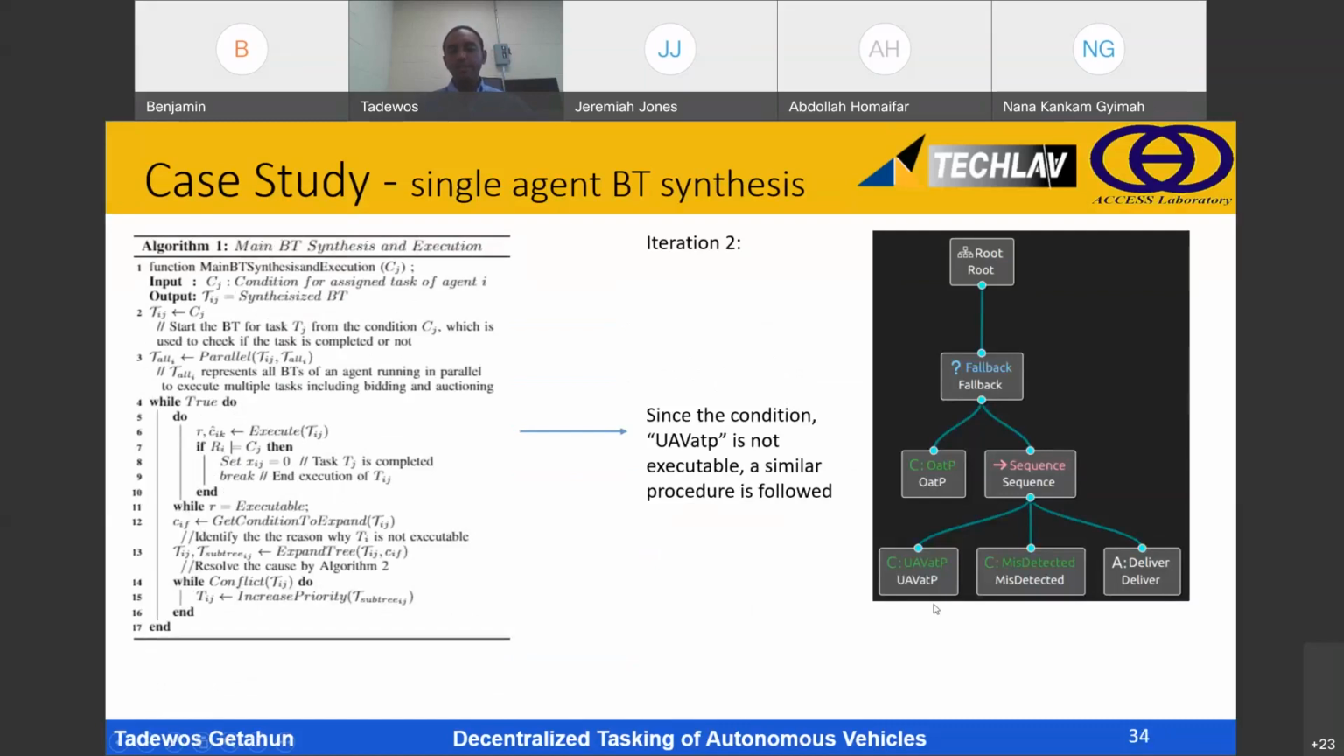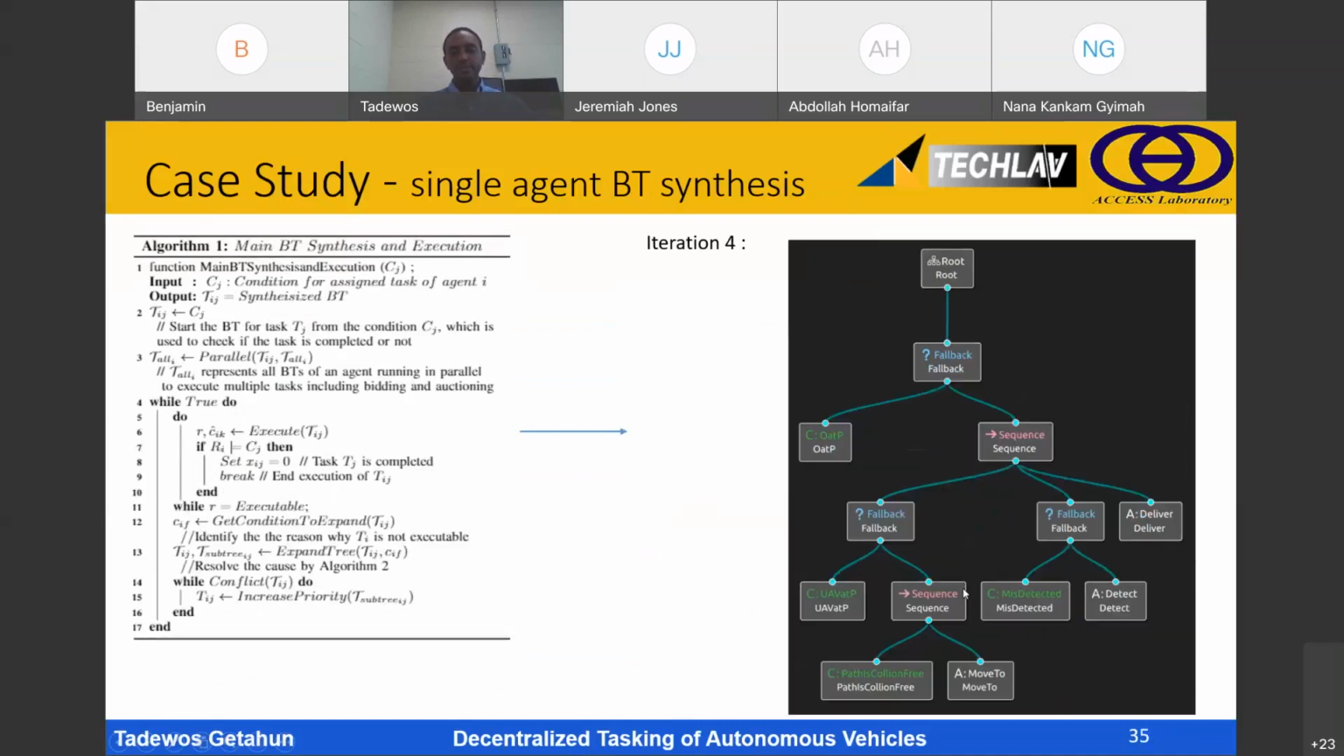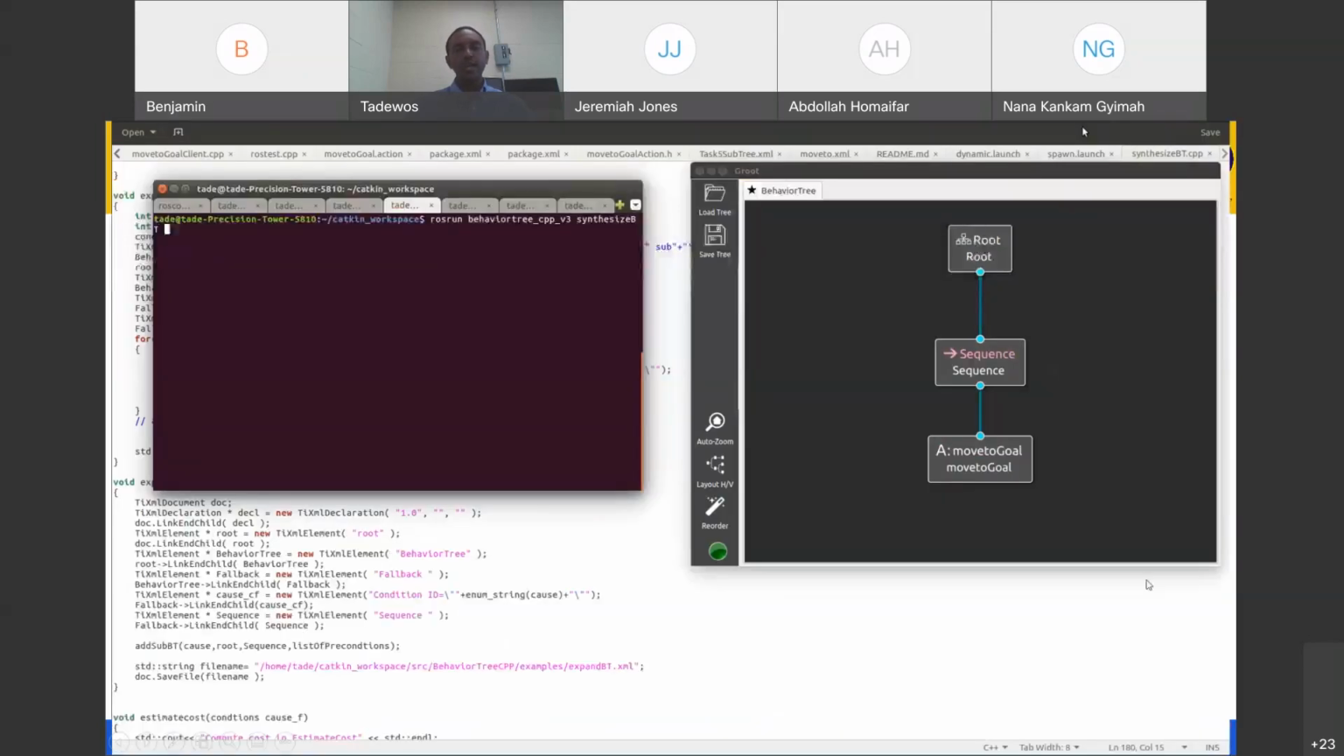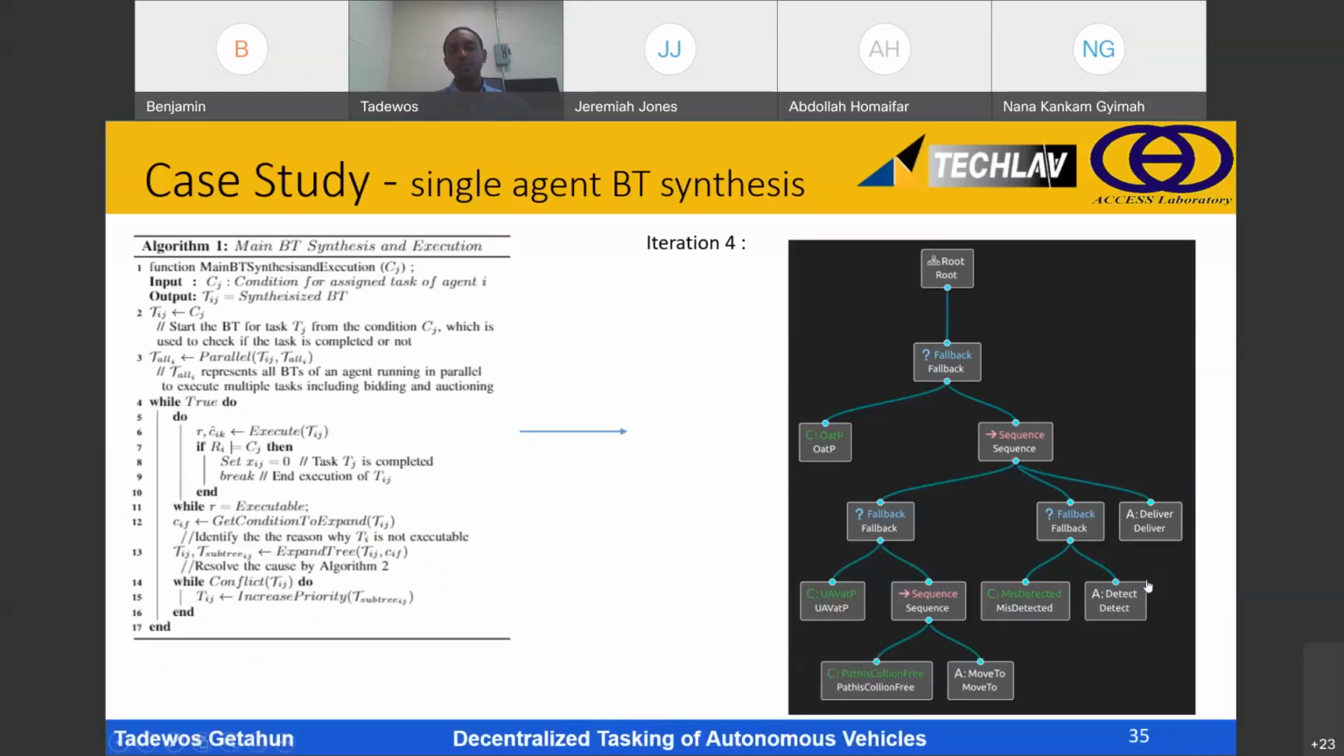However, again, because the UAV is not at position P, this will not be executable. So we have to again expand UAV at P. When we expand it, it will be satisfied by the move to action. So that is why we have this here. We have to expand each condition to have a complete behavior tree. Once we have a complete behavior tree, we can execute it to satisfy the mission goal.